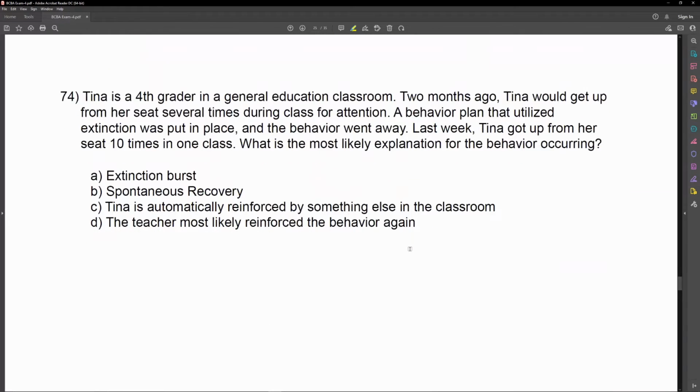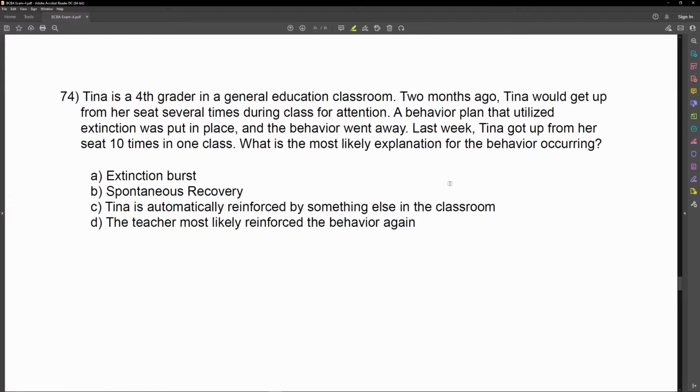74. Tina is a 4th grader in a general education classroom. 2 months ago, Tina would get up from her seat several times during class for attention. A behavior plan that utilized extinction was put in place, and the behavior went away. Last week, Tina got up from her seat 10 times in one class. What is the most likely explanation for the behavior occurring? Okay, so what do we know? We know Tina would get up from her seat for attention, and a behavior plan put that on extinction, and the behavior was extinguished. Great. All of a sudden, the behavior comes back. What is that called?